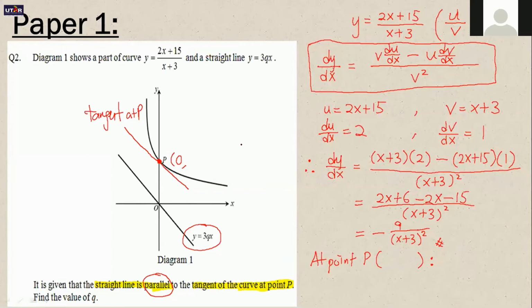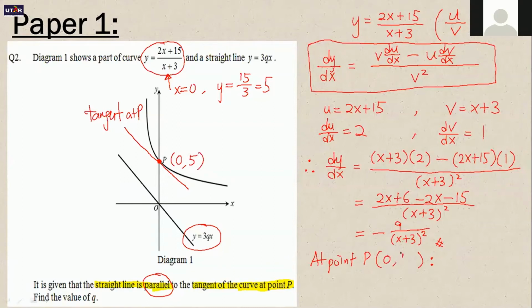So how to find the y? Substitute 0 here, right? So let x equal to 0, then you can find the y value, or the y coordinate, of point P. When x equals 0, you will get y is equal to 15 over 3. So the answer will be 5. So the coordinates of point P will be (0, 5).